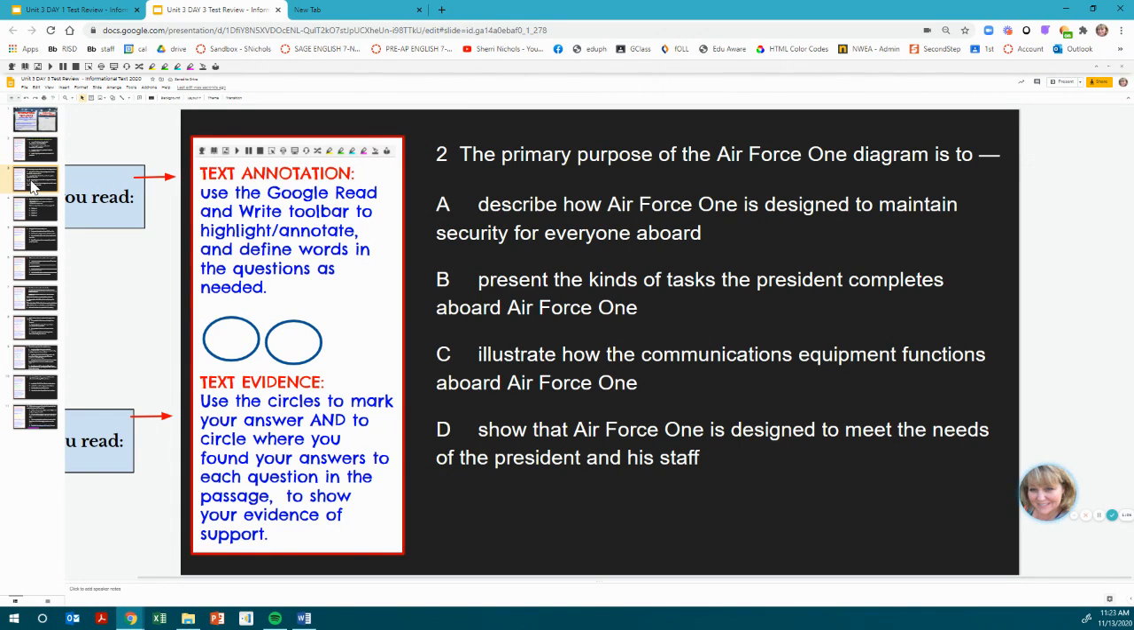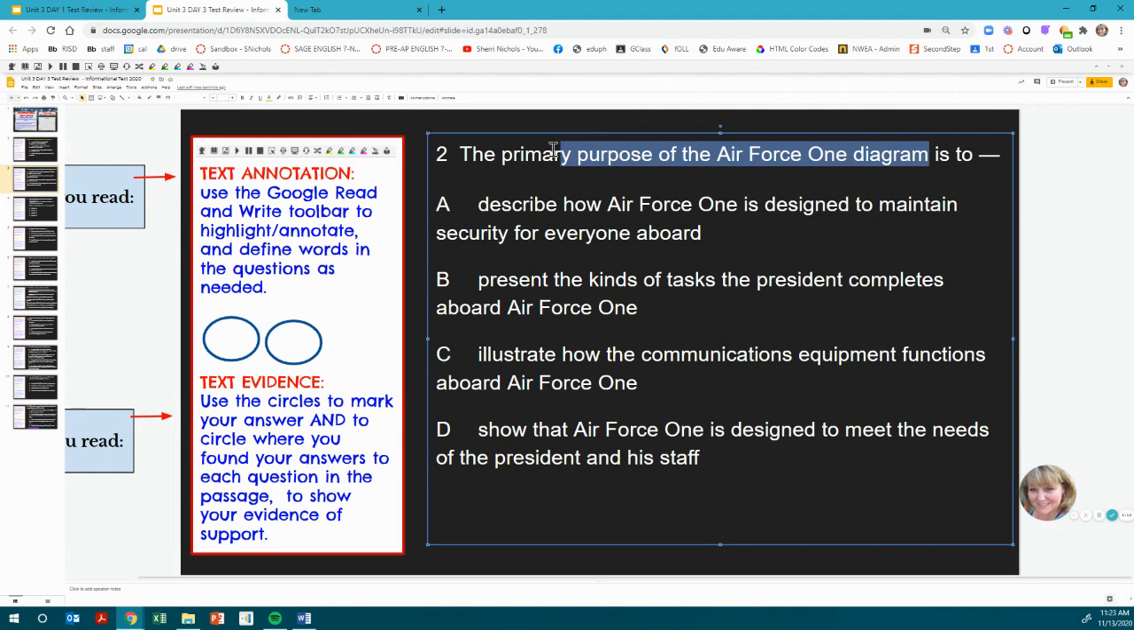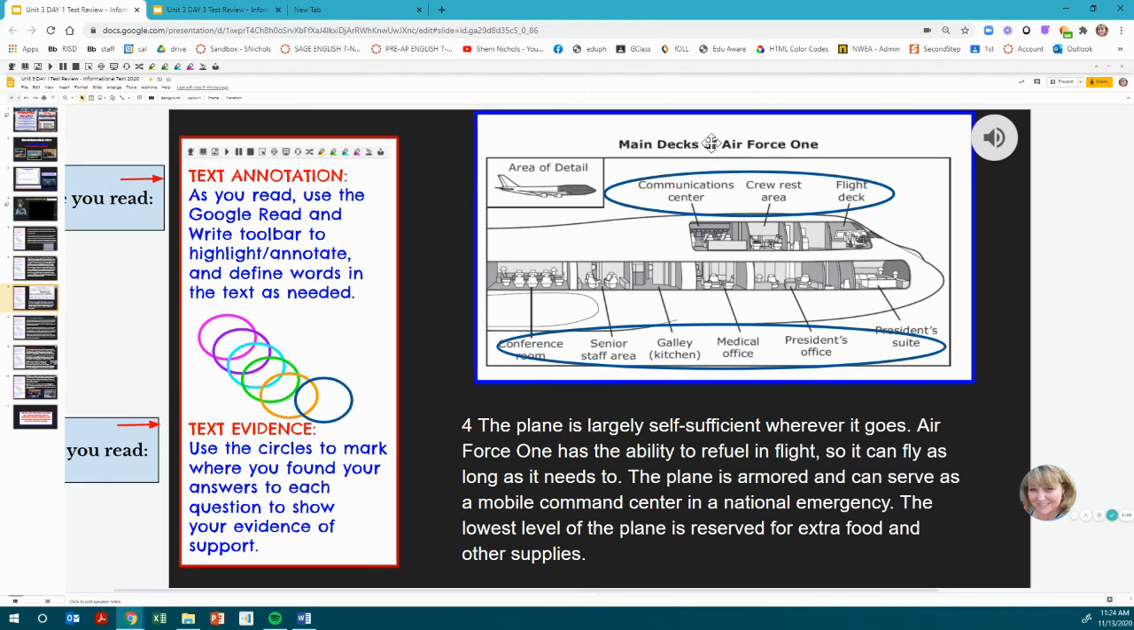Let's look at number 2 for a minute. The primary purpose of the Air Force One diagram. So we're talking about the purpose of the diagram. Let's go look at the diagram to figure this one out. So if we look at the Air Force One diagram, this is the diagram we're talking about.